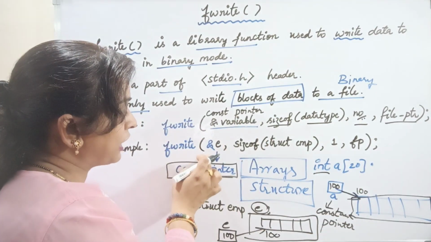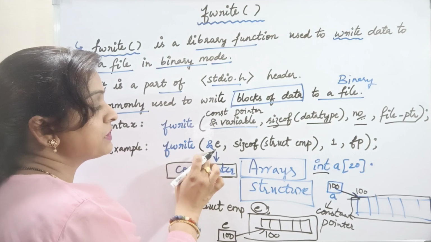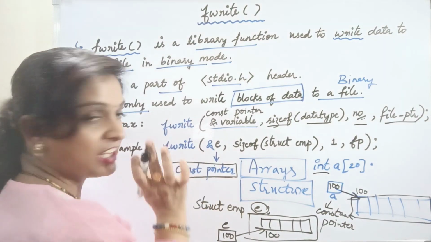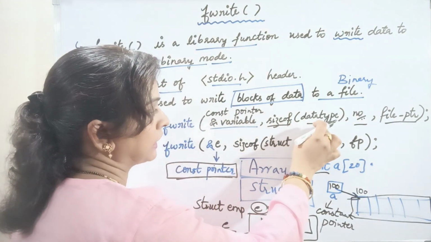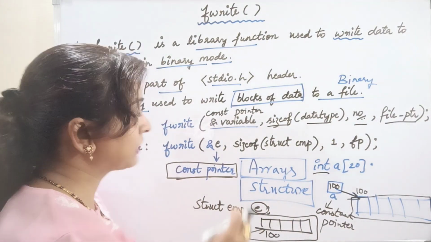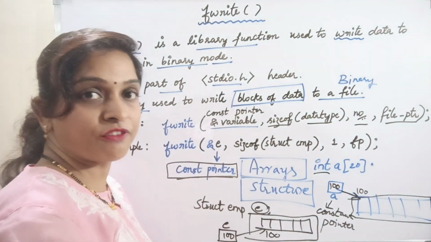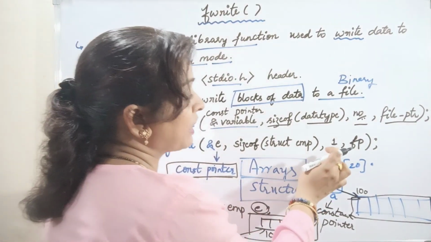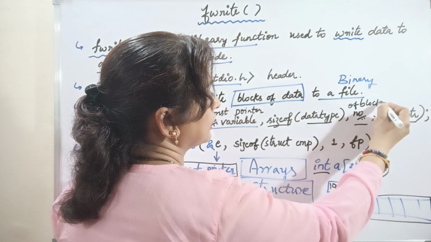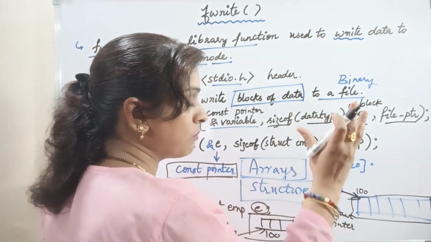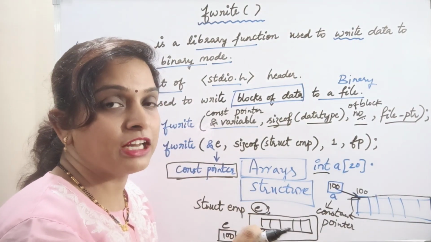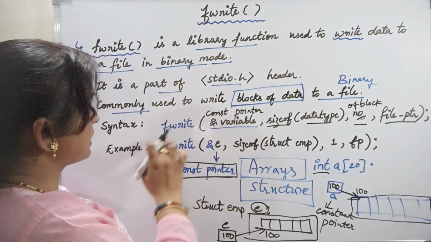So what I have to write here in the example, I say fwrite, ampersand of, if it is structure data, ampersand of that structure variable name E, followed by the size of the data type. If it is an integer array, I say sizeof int. If it is a structure data type, a user defined data type, then I say sizeof struct and that user defined name. I am writing one block of data. So the number of blocks is the number of blocks that I am going to write. So I say one block of data I am writing. Then the file pointer, that is to the file where I am writing, the file pointer name. So this is the syntax and example.